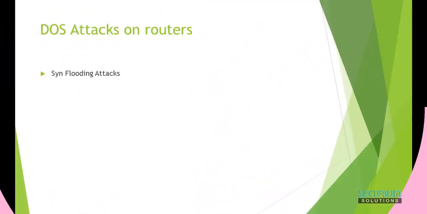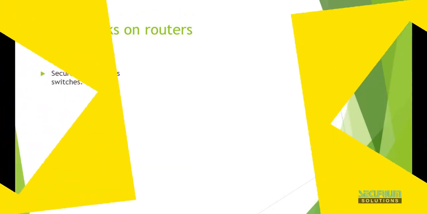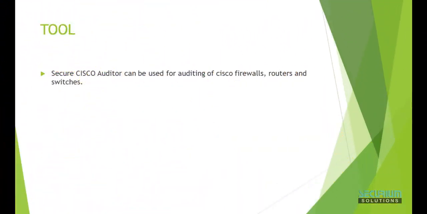Next we have DoS attacks on routers, and you can carry out the SYN flooding attacks that we all know with hping, and we have HOIC. We have multiple tools available to carry out SYN flooding attacks. And we have tools to check security auditing. We have Secure Cisco Auditor that can be used for auditing Cisco firewalls, routers, and switches. You can check that out, and it's a paid one. We need to pay, obviously.